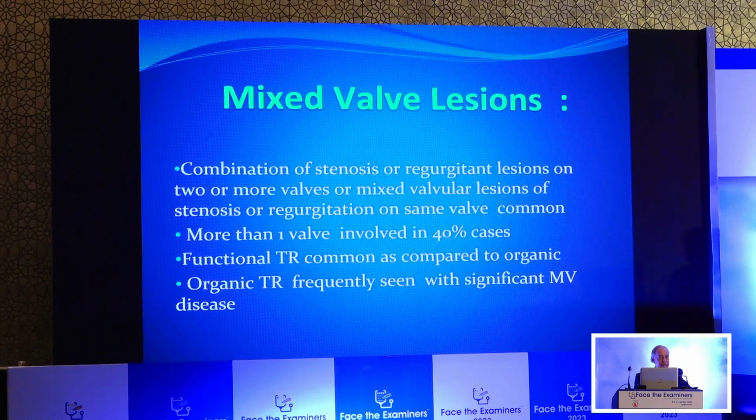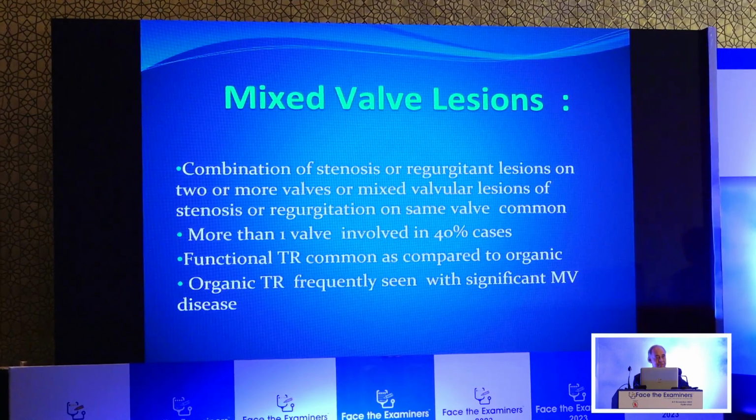There can be involvement of a single valve, and the single valve can have two lesions. There can be a stenosis and regurgitation. And many times in the exam, it is asked, what is the patient having? Is there involvement of the mitral valve? Is there involvement of the aortic valve? Which lesion is dominant? That's what I will try and address. So a combination of stenosis or regurgitant lesions on two or more valves, or mixed lesions of stenosis and regurgitation on the same valve, is common, and usually that is what is kept in the exam.